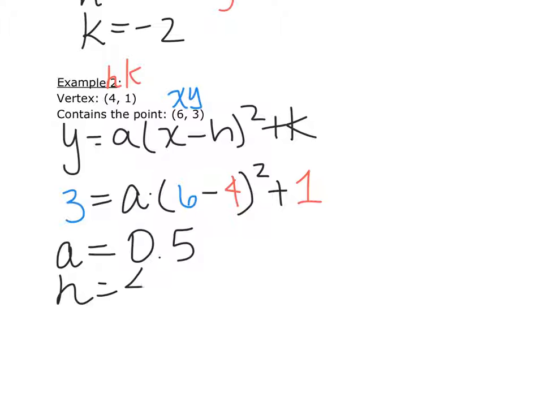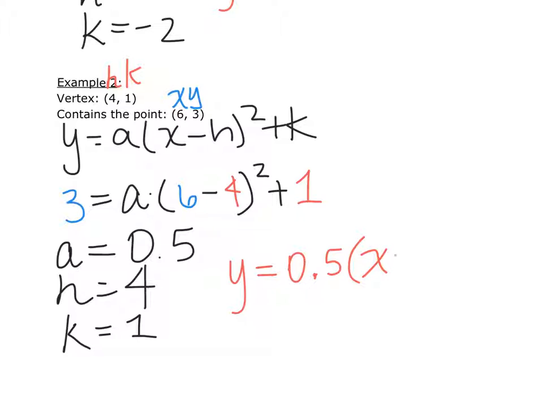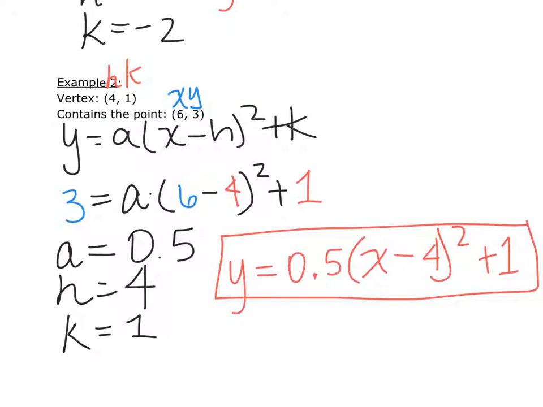H is 4. K is 1. So I can plug those 3 values into my formula. So 1.5 isn't our final answer? No, not 1.5. Just 0.5. So we got y equals 0.5, or if you prefer fractions, like some of us do, you could put 1/2 times x minus 4 squared plus 1. That's it.